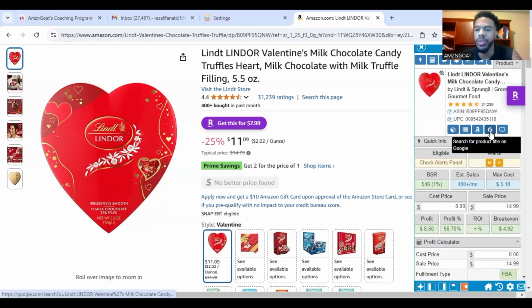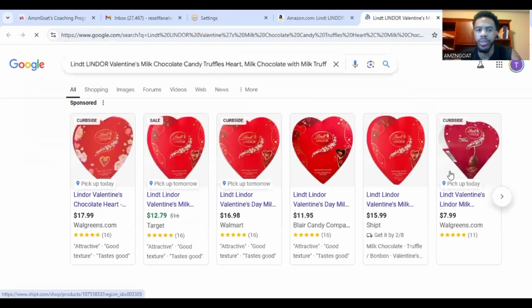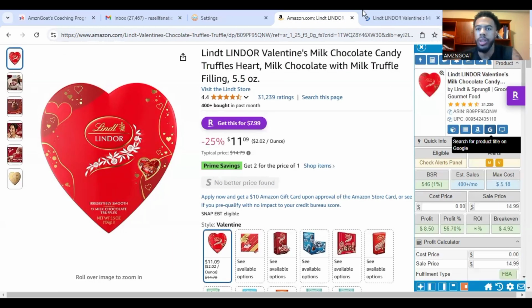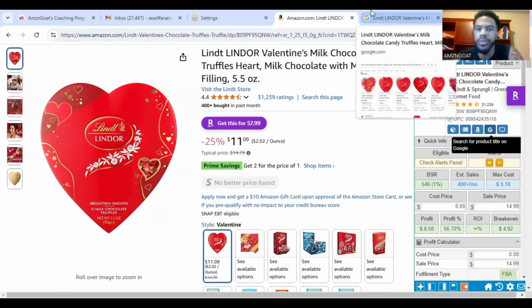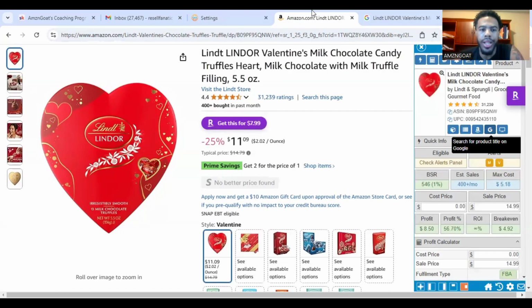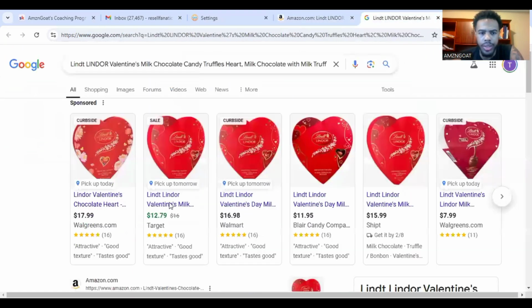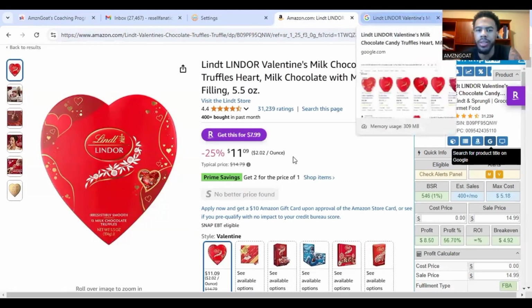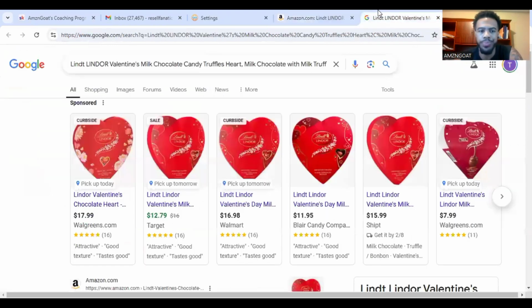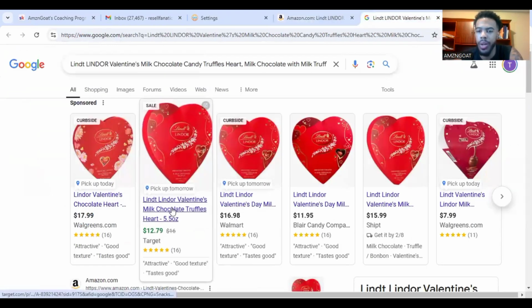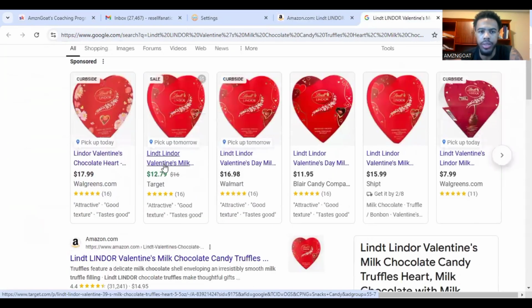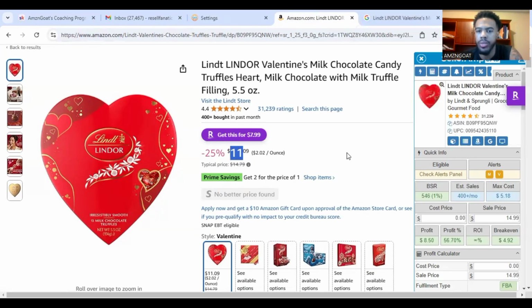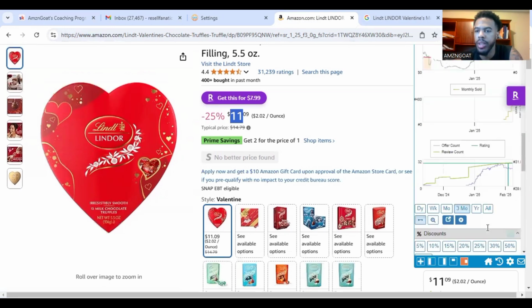So if we click this Google search, another reason why I love Seller Amp is it allows you to source quickly and just look a product up on Google with one button. But as we can see, let's see, is this 5.5 ounces? Yep, 5.5 ounces. All right, so this product right here is selling for $11.09. Target has it for $12.79. That looks like one of the lower prices. So this would definitely not be a product to be selling.